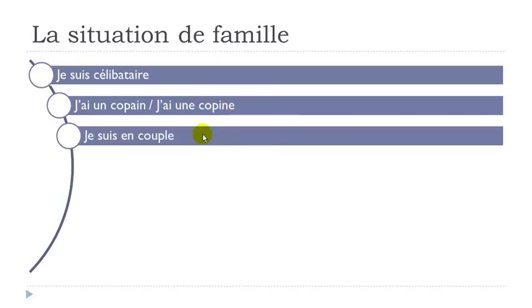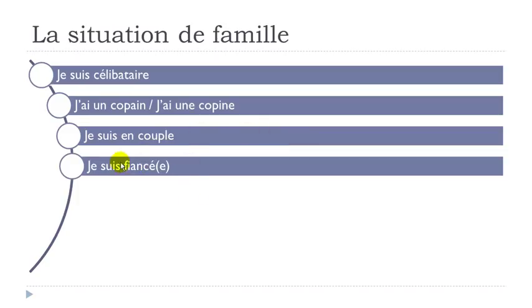Okay? So if you're in a couple, en couple, je suis, I am, je suis en couple. So here you want to indicate that you are living with someone, but you're not married. Okay? Je suis en couple. You can make the liaison here. Je suis en couple. Okay?